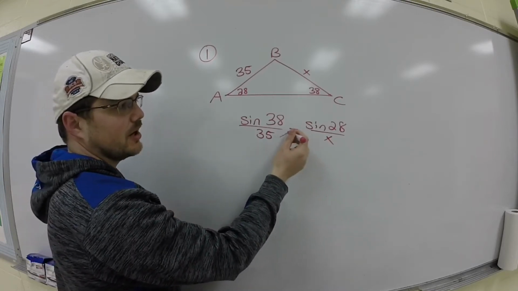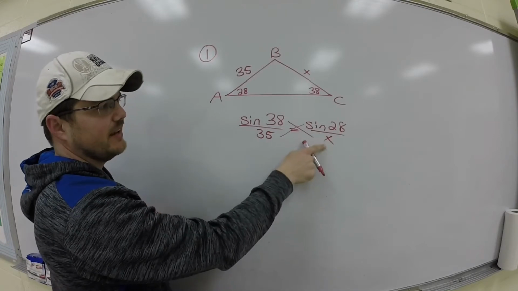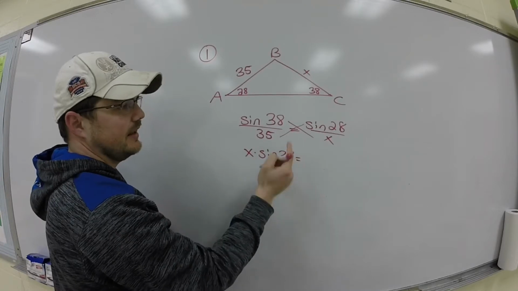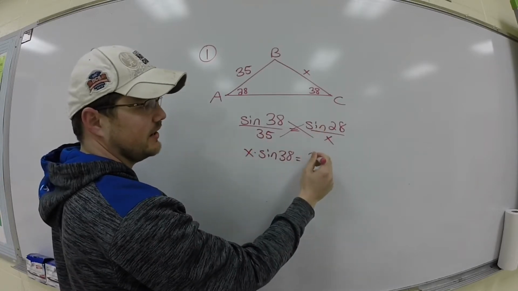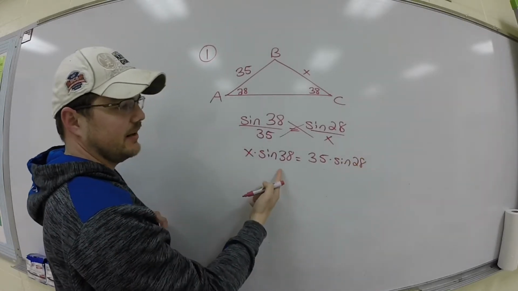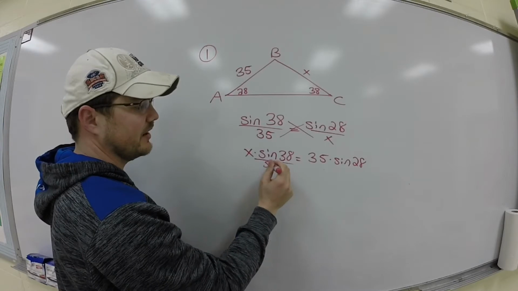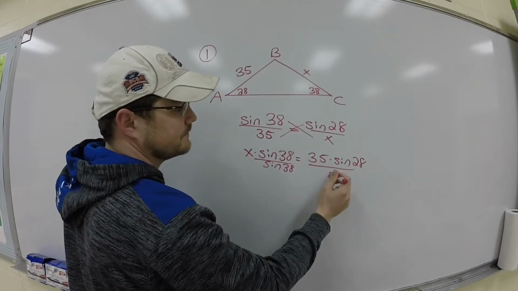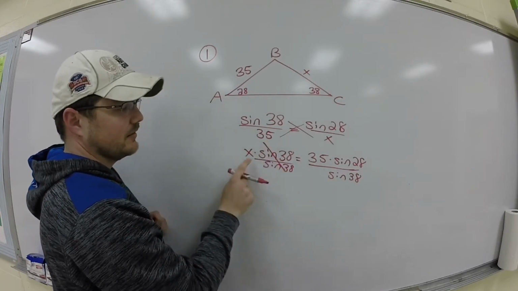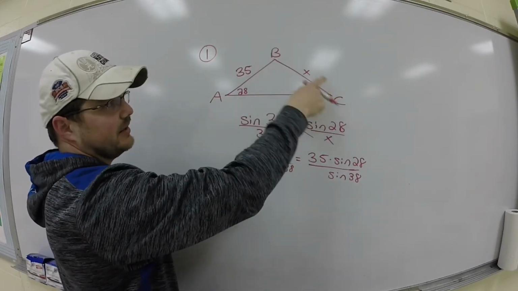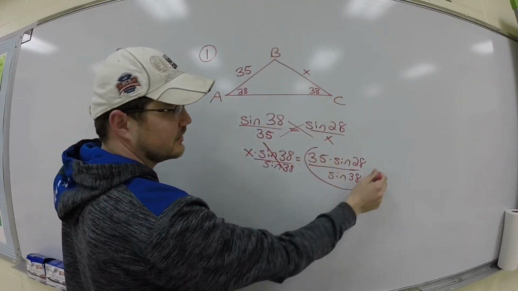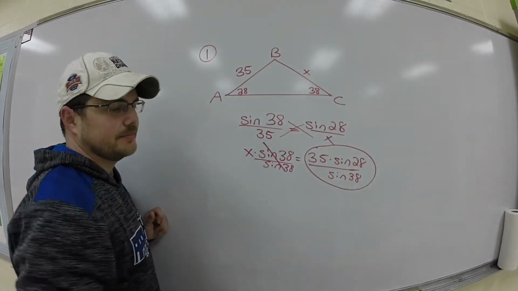So we're going to cross multiply our proportion. We have x times sine 38 equals 35 times sine 28. Alright, let's get x by itself, so we'll divide both sides by sine 38. They cancel here. So x, my side BC, is going to equal 35 times sine 28 divided by sine 38. And this will be an answer choice.